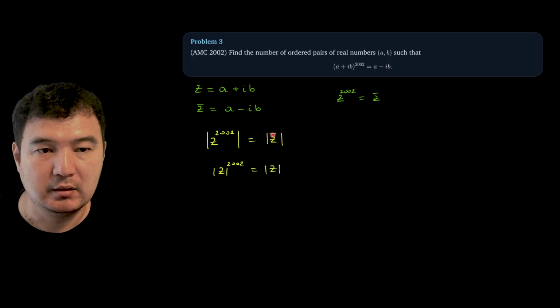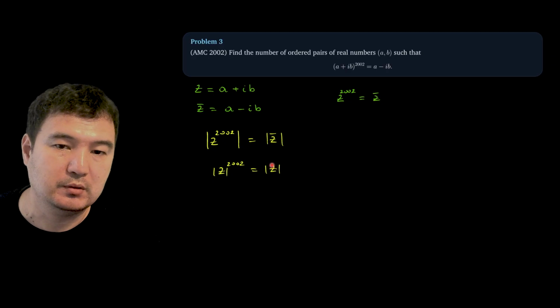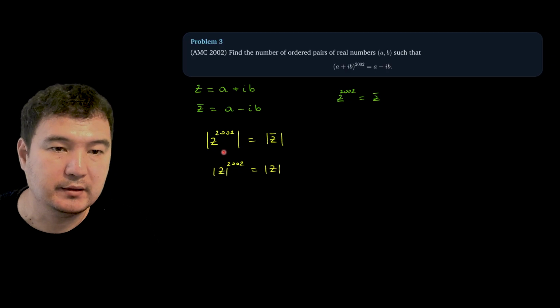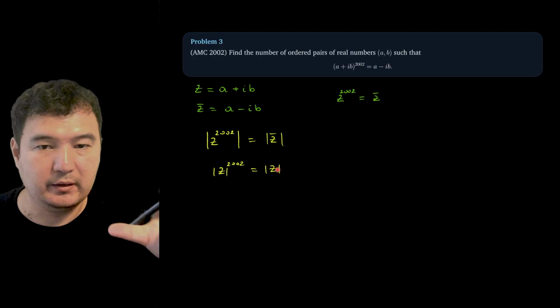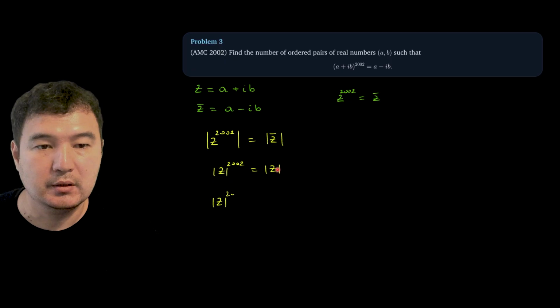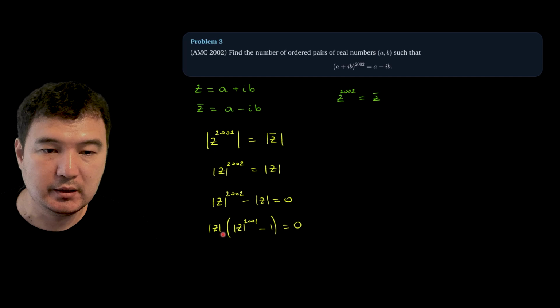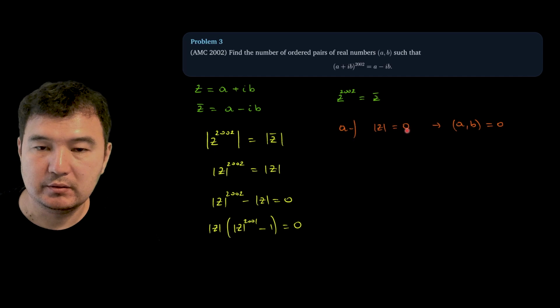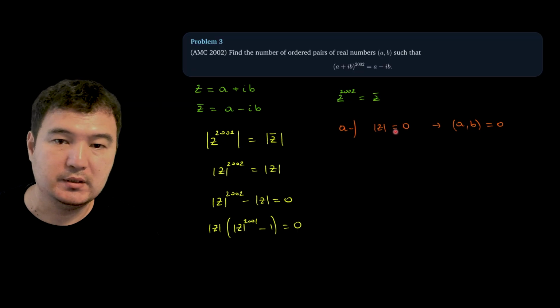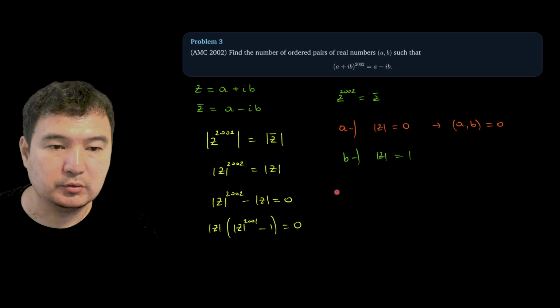The absolute value of z conjugate is equal to the modulus of z, and here the modulus of z is a real number, the length of the complex number. If I rewrite it like this, I have the following equation. From here I have two options. Either z is 0, which makes the modulus of z 0, which makes a and b equal to 0, so that's one solution, or the modulus of z is equal to 1 from here.